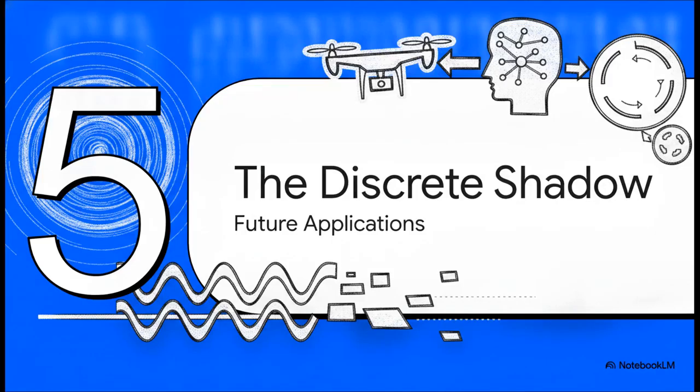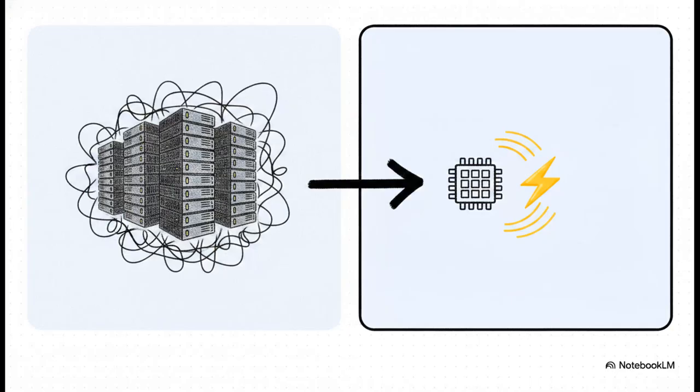Which brings us to the ultimate payoff. Part 5. Future apps and something called the discrete shadow. This is where the paradigm completely shifts. We're escaping the immense computational cost of simulating these physical oscillators to actually build the applications of tomorrow. There is a massive tension here between the computationally heavy discovery phase and the practically free, infinitely scalable execution phase.